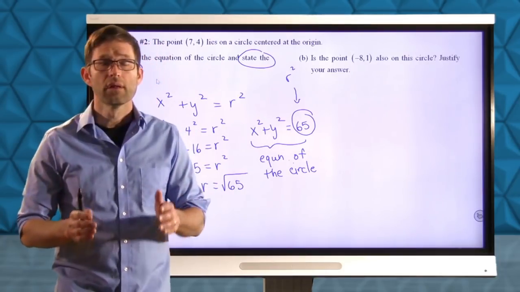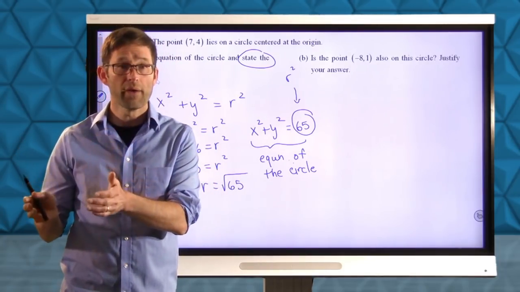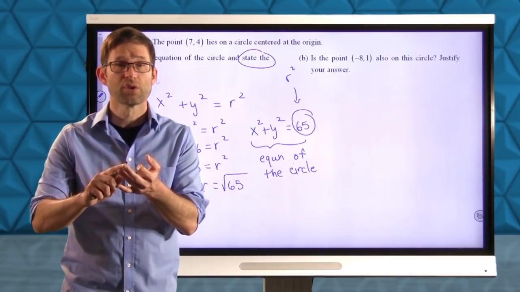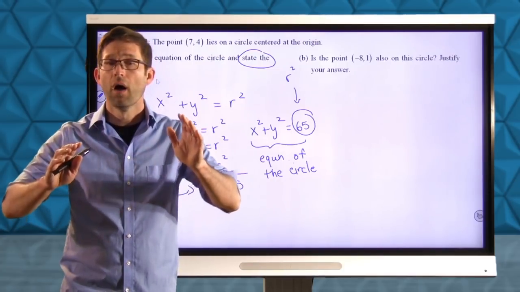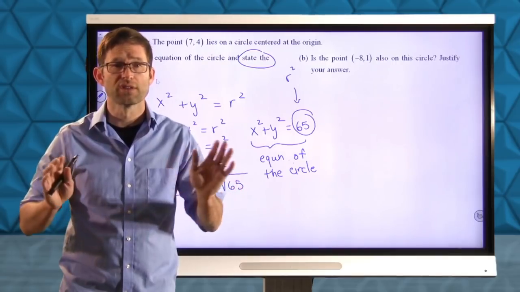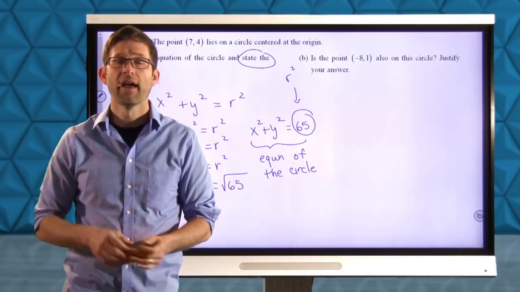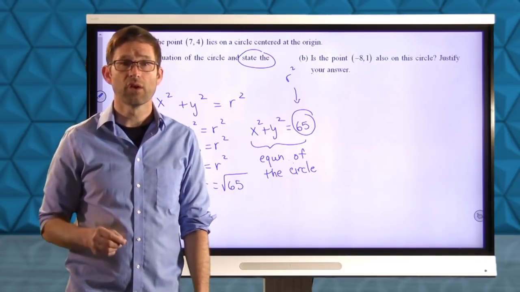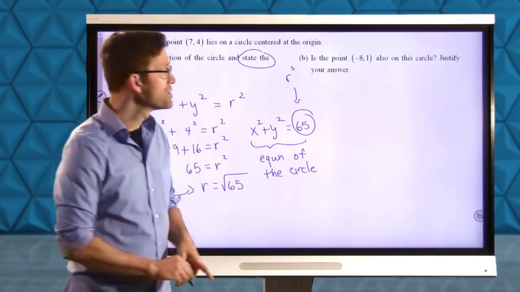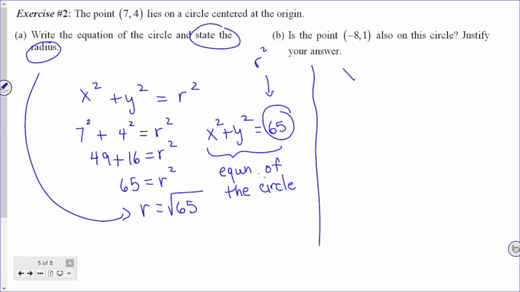A point lies on the equation of whatever: a line, a parabola, a circle, an ellipse, a hyperbola, 3-dimensional objects, 4-dimensional objects, it doesn't matter. A point lies on the equation of blah if, when you substitute it into the equation, it makes it true. So the equation of our circle, I'm going to just rewrite it down, is x squared plus y squared equals 65. So now if I want to know whether this point lies on the equation of this circle, I simply substitute it into this equation.